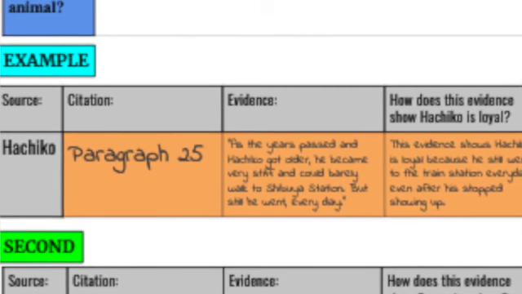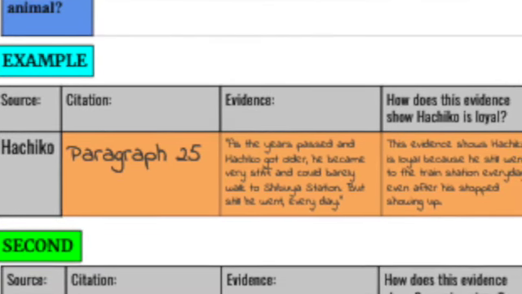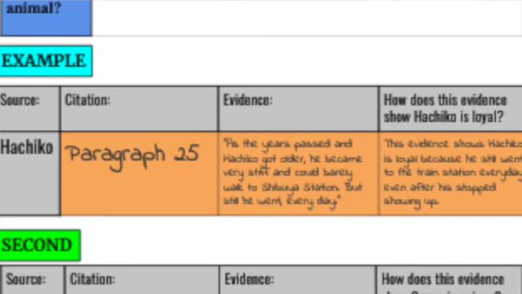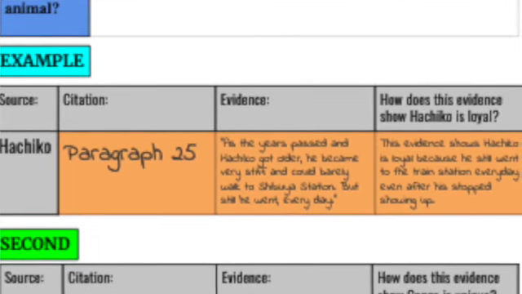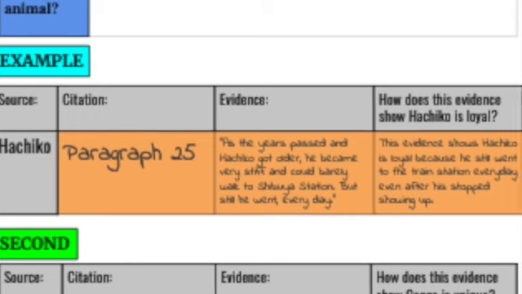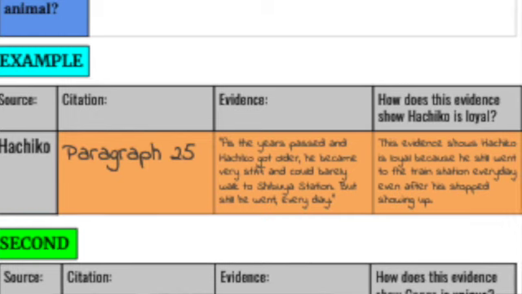Then I have to explain, how does this evidence show that Hachiko is loyal or a unique animal? I said this evidence shows Hachiko is loyal because he still went to the train station every day, even after his owner stopped showing up. So I have included my citation, my evidence, and I gave an explanation.